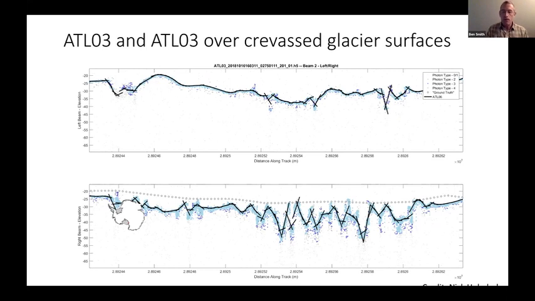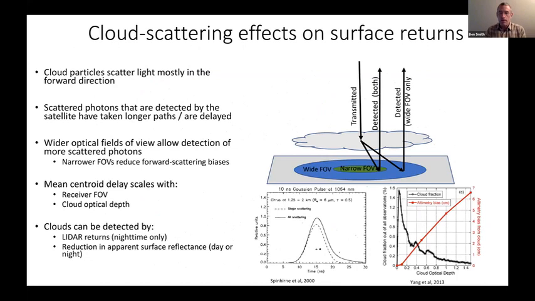A few complications in this. One of them is that not all the photons that you detect from the surface have taken a direct path from the satellite to the surface and back. So you can have cases where a photon comes and hits a cloud, is diffracted by particles in the cloud off to the side, still returns to the field of view of the instrument, and then comes back to the satellite.